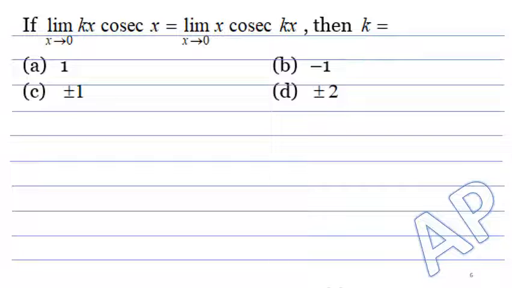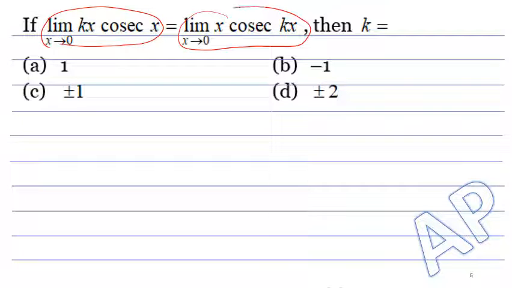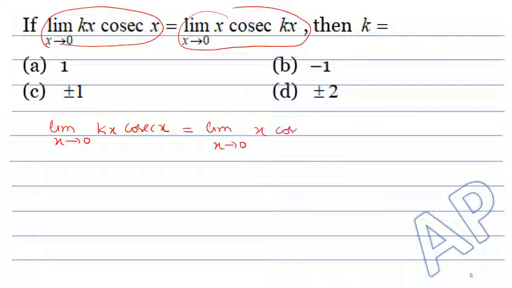If limit as x tends to 0 of kx into cosecant x is equal to limit as x tends to 0 of x into cosecant kx, then k is equal to, now let me use the given expression, that is limit as x tends to 0 of kx into cosecant x, which is equal to limit as x tends to 0 of x into cosecant kx. We are supposed to find the value of k which satisfies this given equation.